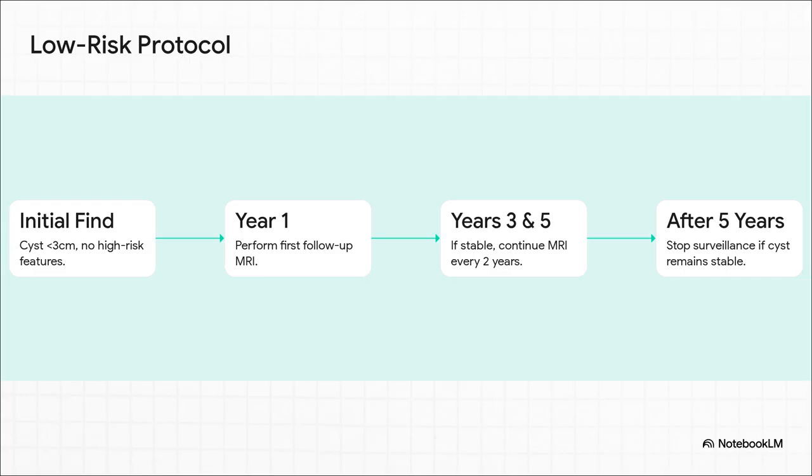And here's that protocol broken down into 4 simple steps. After you find it, you get an MRI in 1 year. If nothing's changed, you can then shift to an MRI every 2 years. And if there are still no big changes after a total of 5 years, you can stop surveillance. The whole goal here is to monitor safely without over-testing our patients.